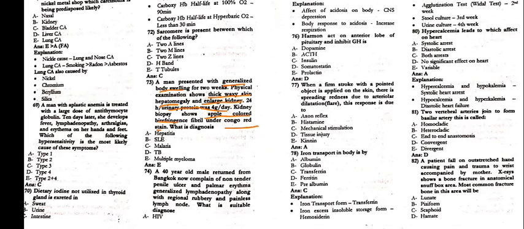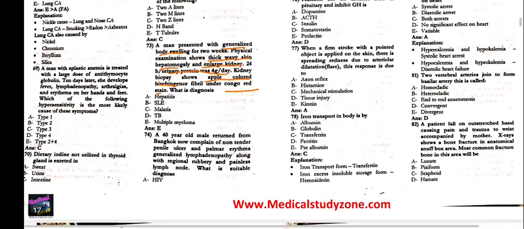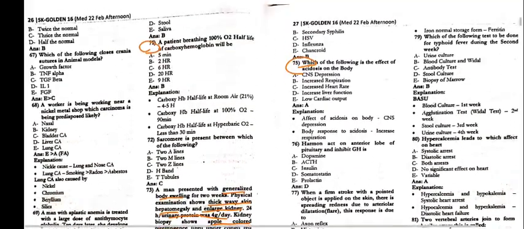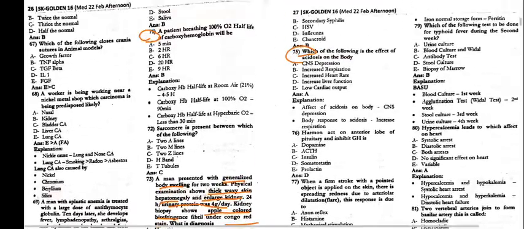69, a man with aplastic anemia is treated with a large dose of antithymocyte globulin. 10 days later, she develops fever, lymphadenopathy, arthralgia, and erythema on her hands and feet. Which of the following hypersensitivities is the most likely cause of this syndrome? That is type 3 hypersensitivity. 70, the dietary iodine not utilized in the thyroid gland is excreted in B, which is urine.